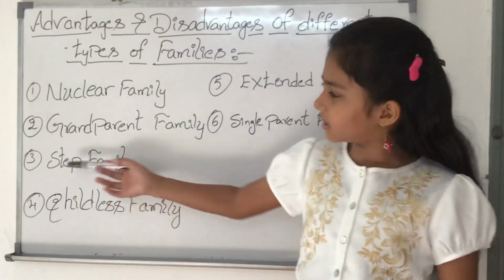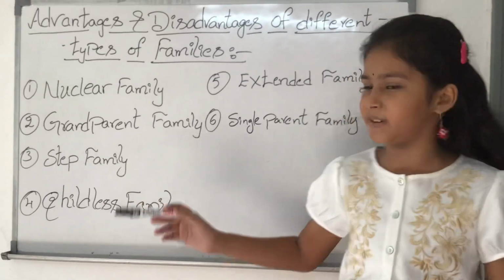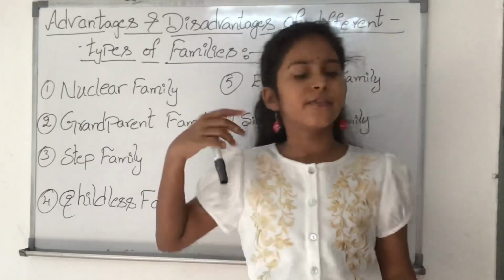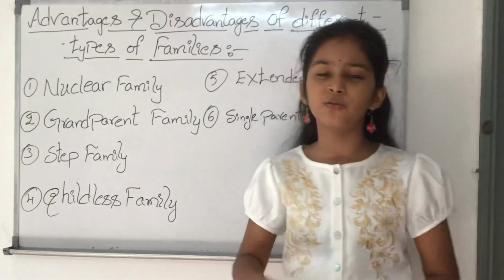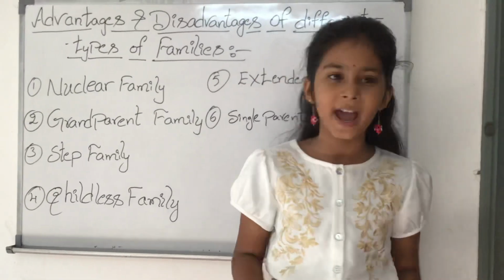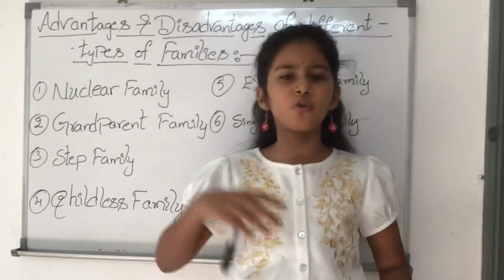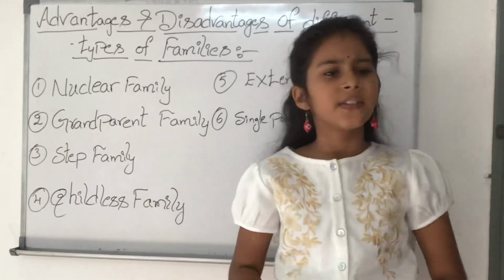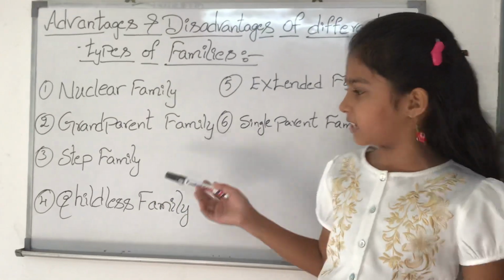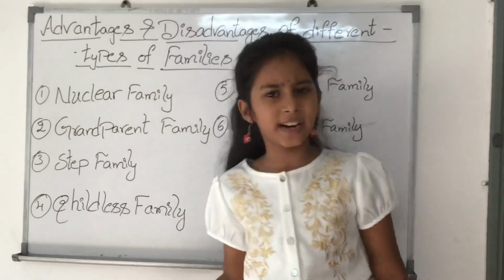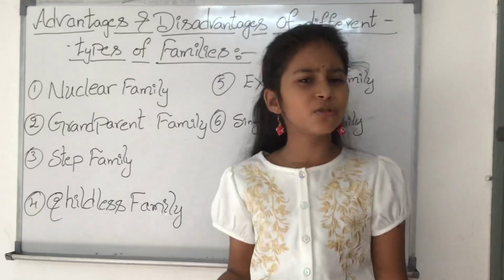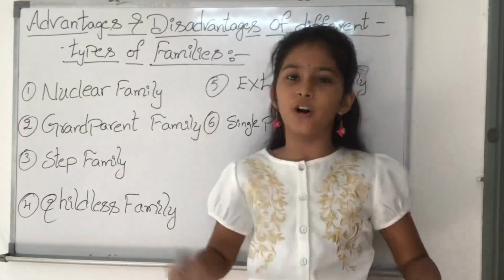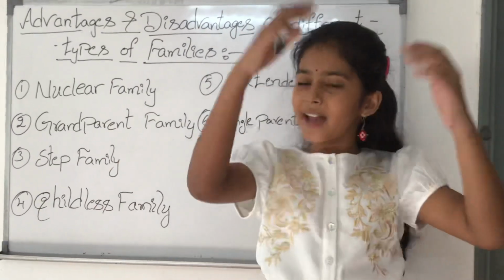Now let's go into the third type of family, which is the step family. Step family means 2 families merge into one. Means if there is one divorced man who has one or more children and marries another woman who has no children or has one or many children, then it becomes a step family. Now I am going to tell you the advantages and disadvantages. The advantages for step family are number 1, they make a better quality of life. Number 2, they live together happily.